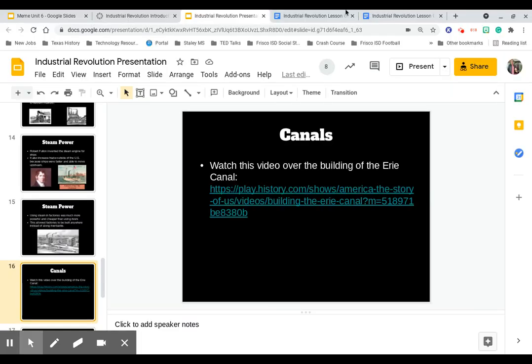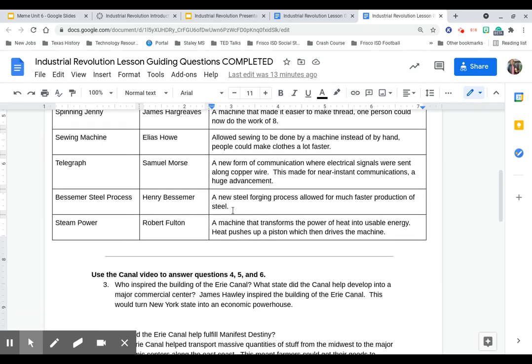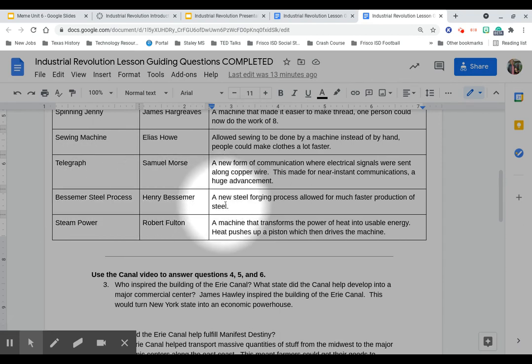All right, so let's get these last couple ones down. I guess there's only these last two. So we got the Bessemer steel process, which is a new steel forging process that allowed for much faster production of steel. Steam power, made by Robert Fulton, is a machine that transforms the power of heat into usable energy, and heat pushes up a piston, which then drives the machine.